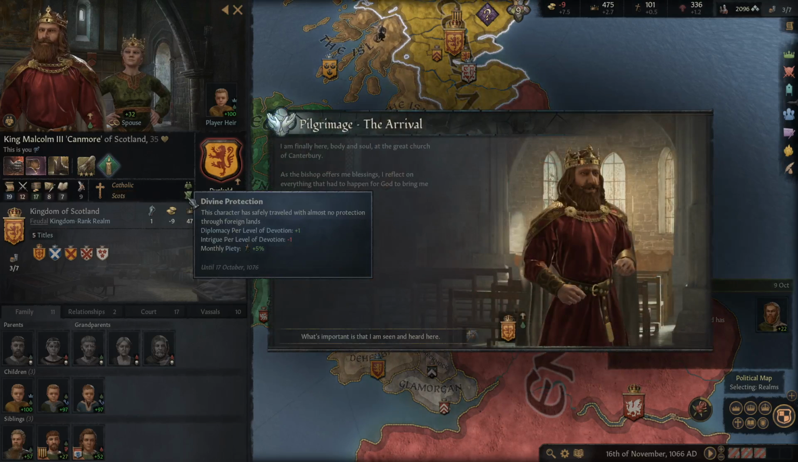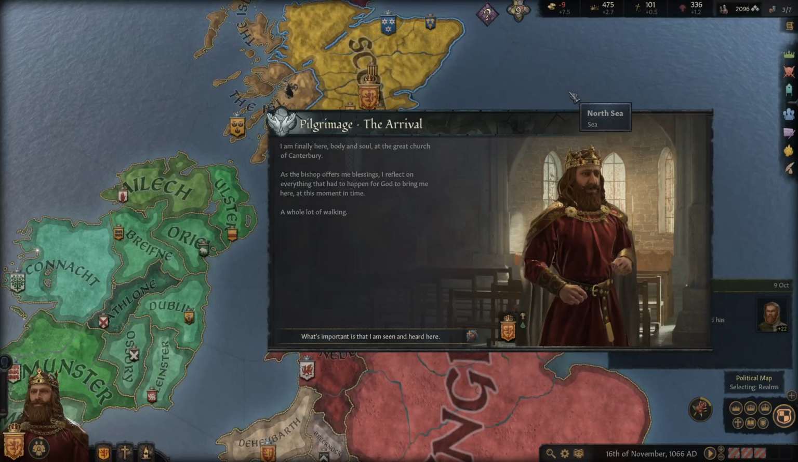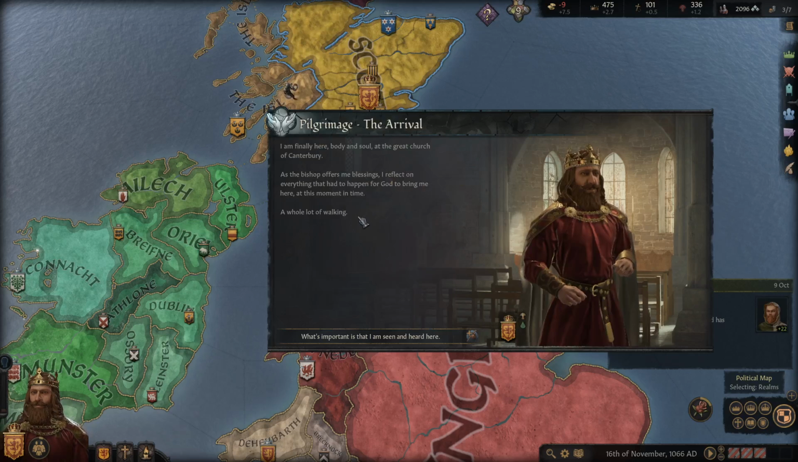Yeah, right here. This character has safely traveled with almost no protection through foreign lands. My diplomacy per level of devotion goes up, and my intrigue per level of devotion goes down, but my monthly piety overall rises. So, I am finally here, body and soul, at the great church of Canterbury. As the bishop offers me blessings, I reflect on everything that had to happen for God to bring me here at this moment in time.